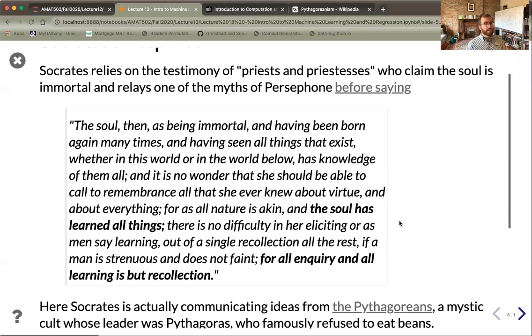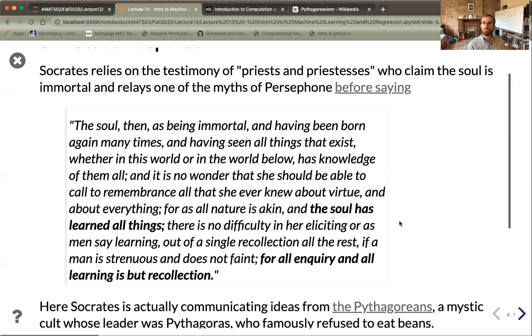It says, "The soul, then, as being immortal, and having been born again many times," so this notion of rebirth, "and having seen all things that exist, whether in this world or in the world below, has knowledge of them all. And it is no wonder that she should be able to call to remembrance all that she ever knew about virtue, and about everything. For as all nature is akin, and the soul has learned all things, there is no difficulty in her eliciting, or as men say, learning, out of a single recollection, all the rest. If a man is strenuous and does not faint, for all inquiry and all learning is but recollection."